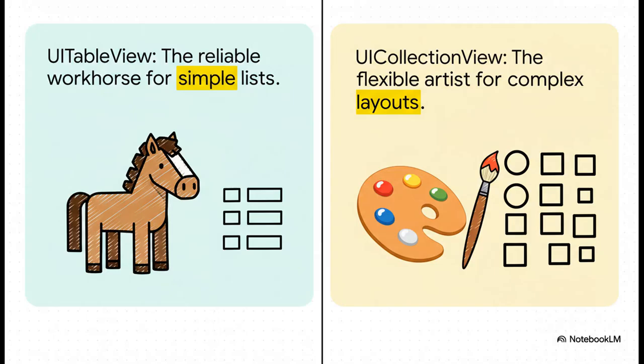Okay, let's meet our two contenders. First up, you've got UITableView. I always think of this one as the reliable workhorse. You know, it has one job, making simple vertical lists, and it absolutely nails it every time. And then you have UICollectionView. This is the flexible artist of the two, the one that can create pretty much any kind of wild, custom layout you can dream up.